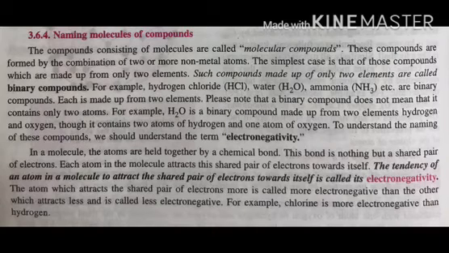Naming molecules of compounds. A compound consisting of molecules is a molecular compound. These compounds are formed by the combination of two or more non-metal atoms. The simplest case is that of compounds made up of only two elements. Such compounds are called binary compounds. For example, hydrogen chloride HCl, water H2O, ammonia NH3, etc. are binary compounds. Each is made up of two elements.